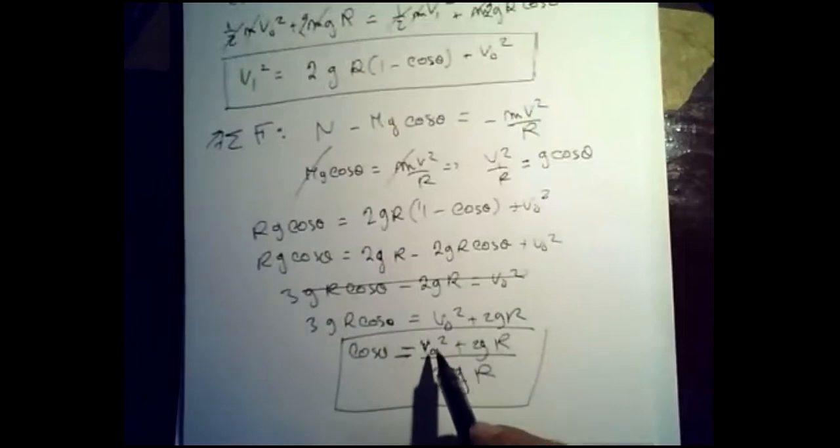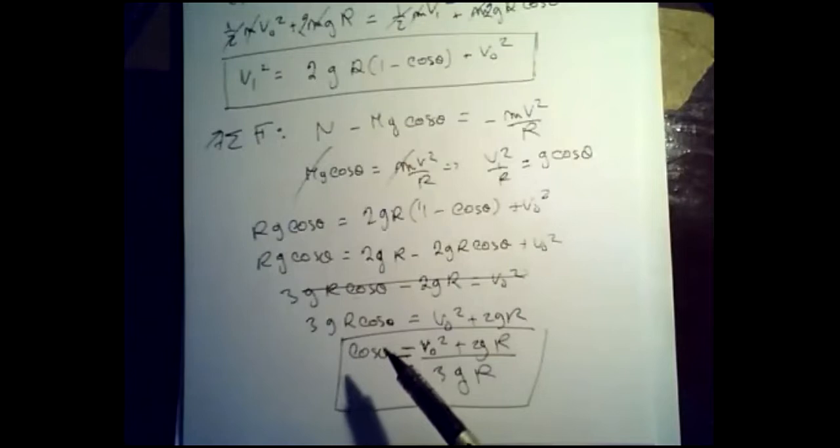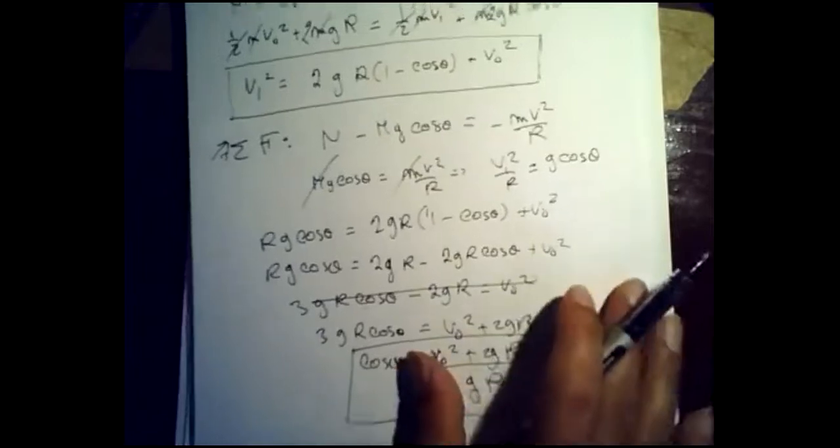So what is the issue here? If v0 squared is greater than gr, then cosine theta will always be greater than 1, right? And in that case, your object will basically never leave the surface. So if v0 squared is very large, your object will never reach the surface, which makes sense, right?